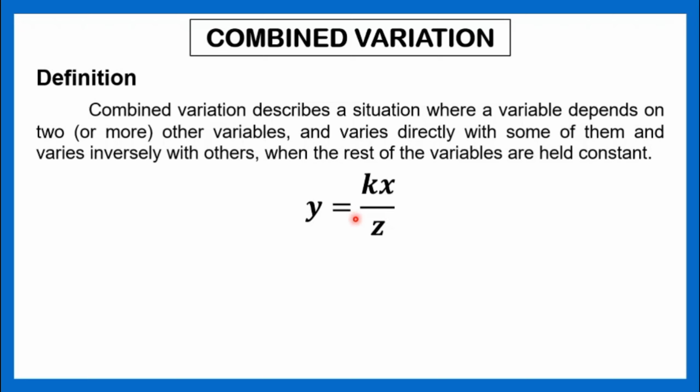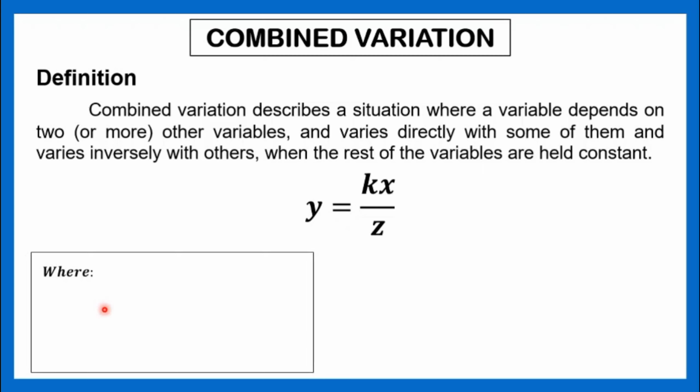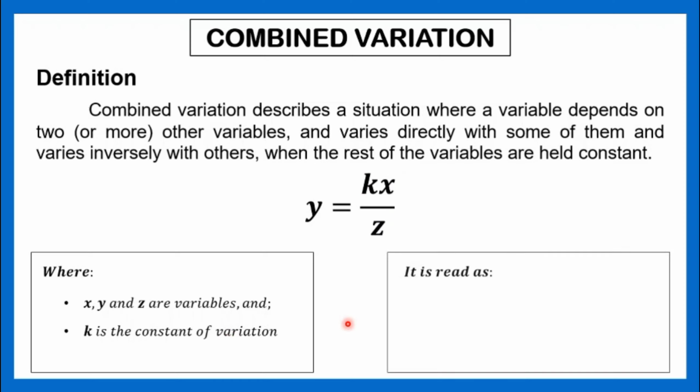So just like other variations lesson that we had, so ito rin. So ang x, y, and z dyan ay variables. And yung k, syempre that's the constant of variation. Hindi po yan nababago. Ayan. So yung k, that's the constant of variation. Tapos binabasa ito, or when you encounter this phrase, this statement, y varies directly as x and inversely as z. Once na magkasama ng directly tapos inversely, ganito dapat ang itsura ng ating formula. Y is equal to kx over z. Ayan. So that's for combined variation definition.